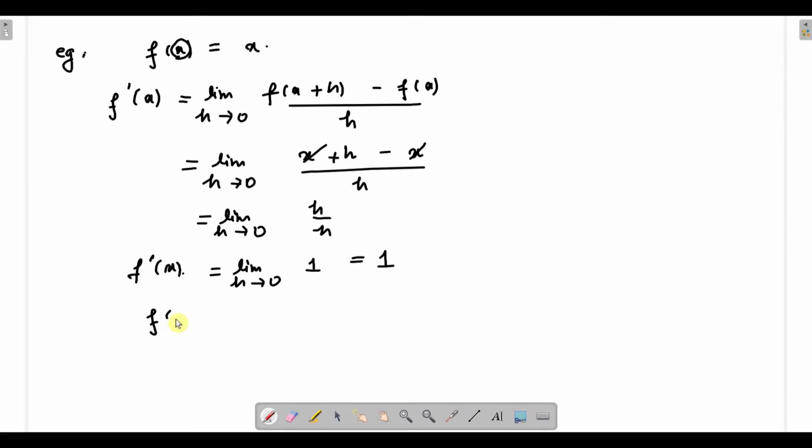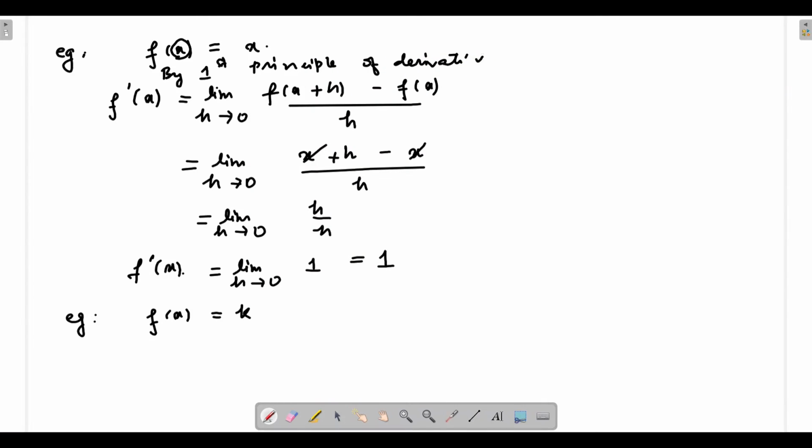Now let us find the derivative of f of x equal to k. Now this is by the first principle of derivatives, by the way.